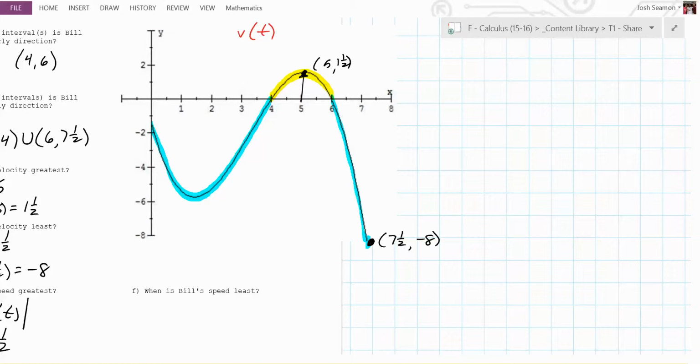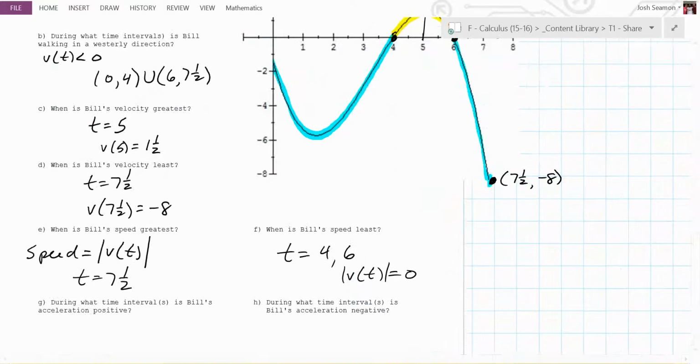So can someone tell me where the speed is 0? And t is 4. Or? Or 6. Yes. Because here, the velocity is 0. Excellent. It's right here and right there. Very good.